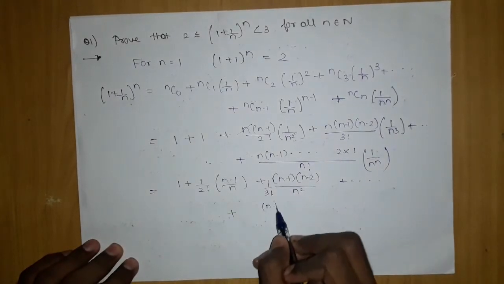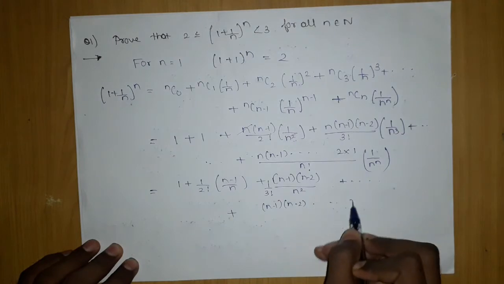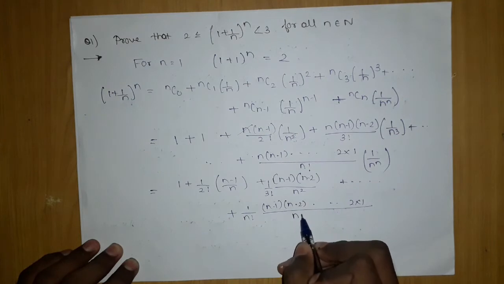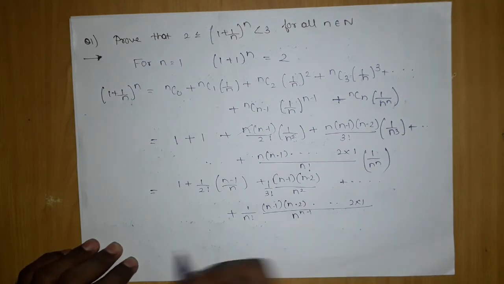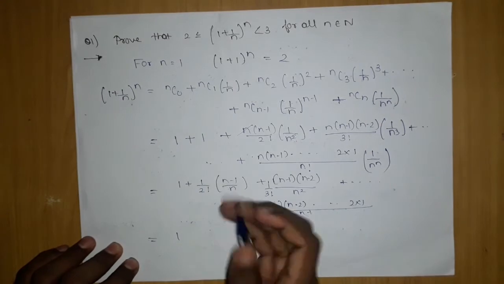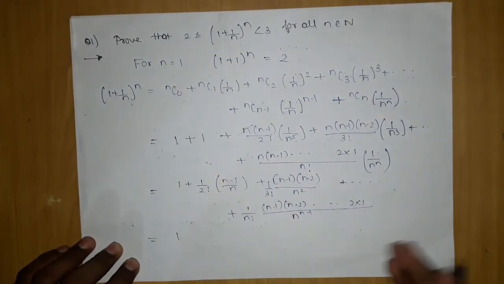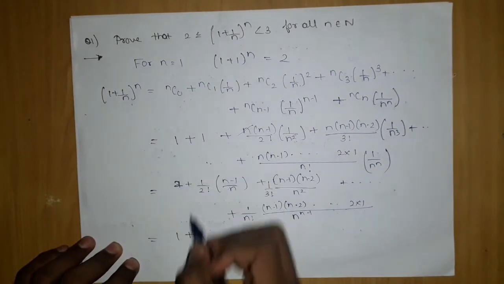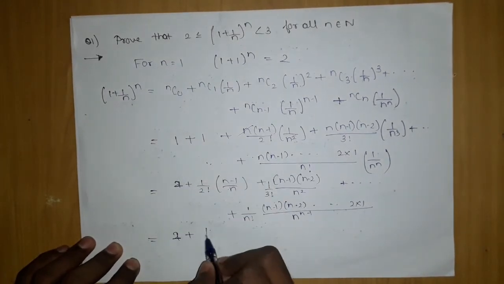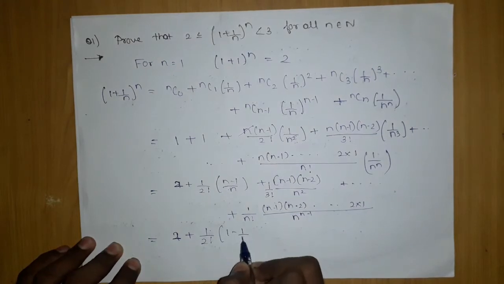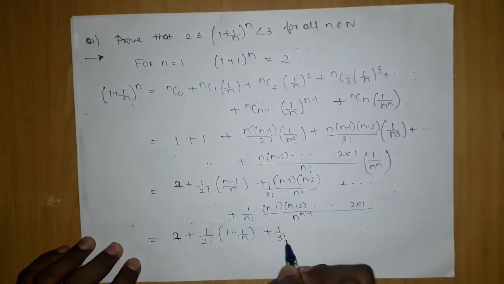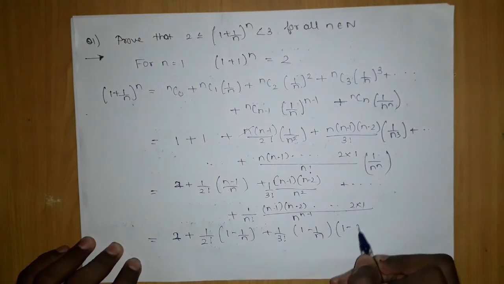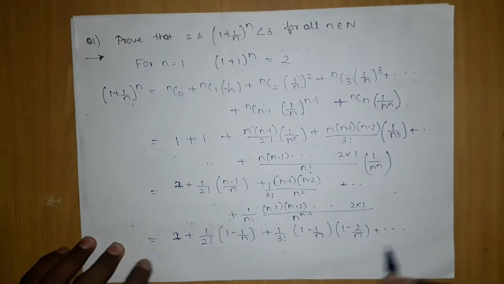It will be n minus 1, n minus 2 and so on till 2 into 1. Here 1 by n factorial and here n power n minus 1. And after this, we are going to split the n to n and n minus 1. So we are going to get 1, here it will be 2. Okay, this will add on and be 2. 2 plus 1 by 2 factorial into 1 minus 1 by n plus 1 by 3 factorial into 1 minus 1 by n into 1 minus 2 by n and so on.